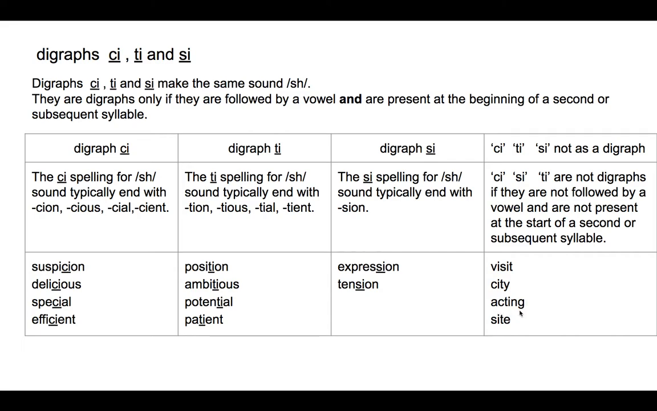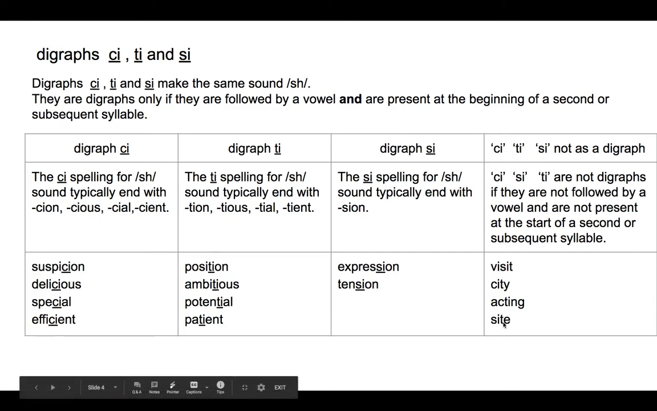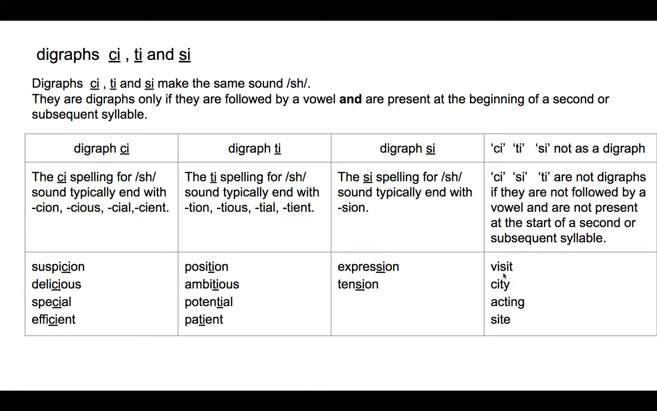Acting. Here we have the letters TI, but it is not followed by a vowel, and so it is not a digraph. And also when you split it into syllables, it becomes act-ing. So it is not present at the start of a second or subsequent syllable. Sight. Here it is present at the beginning of the word, which means it violates the rule. It should be present at the beginning of a second or subsequent syllable, and also it is not followed by a vowel. So in all of these cases, the letters CI, TI and SI are not digraphs.